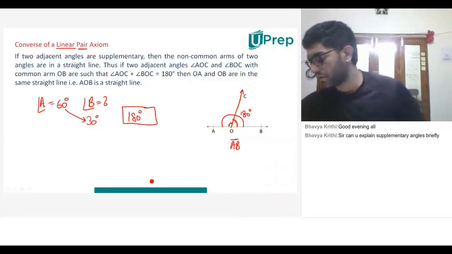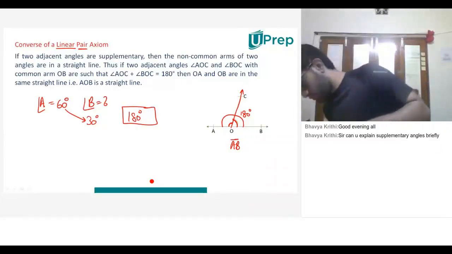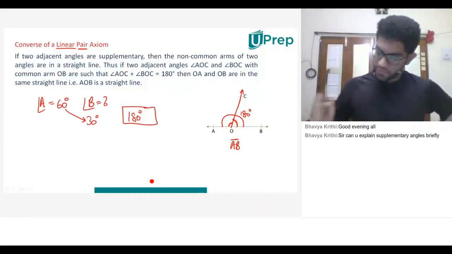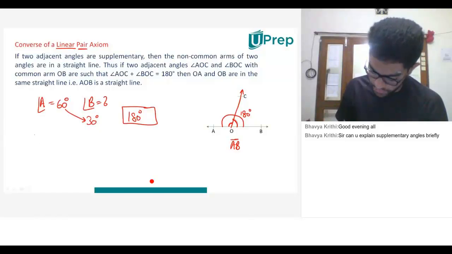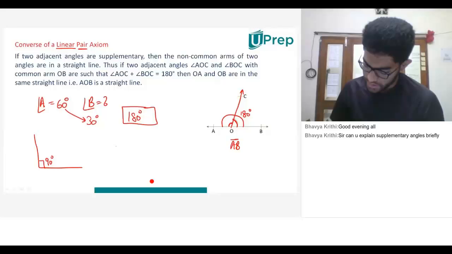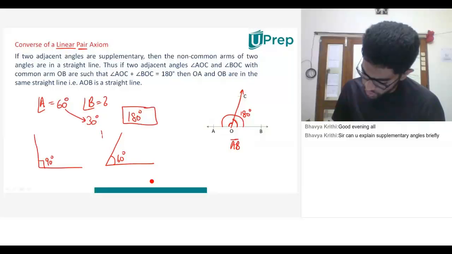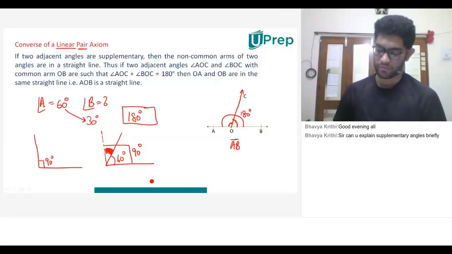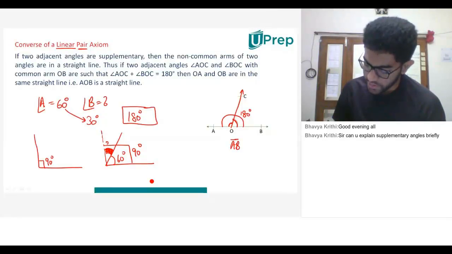If I have to explain to Bhavya diagrammatically, one second. 90 degrees is a right angle, Bhavya. Say I tell you there is an angle which is 60 degrees and we know that this angle is 90 degrees, right? Yes, sir. What should be the measure of this angle that I'm darkening? The angle should be 30 degrees.